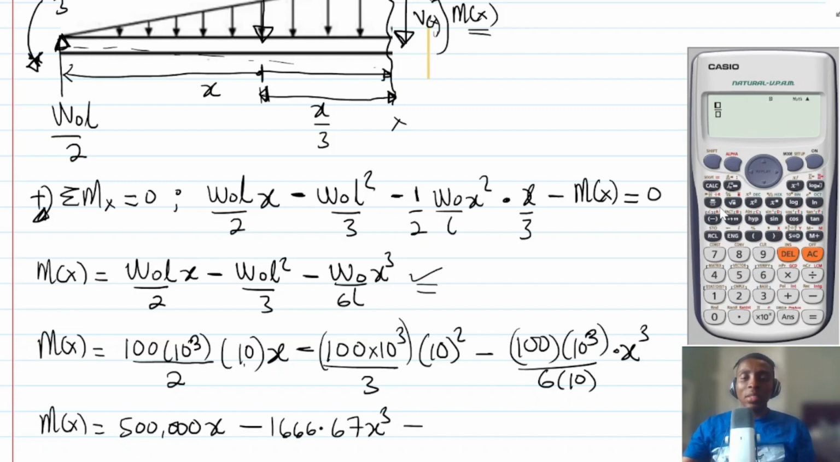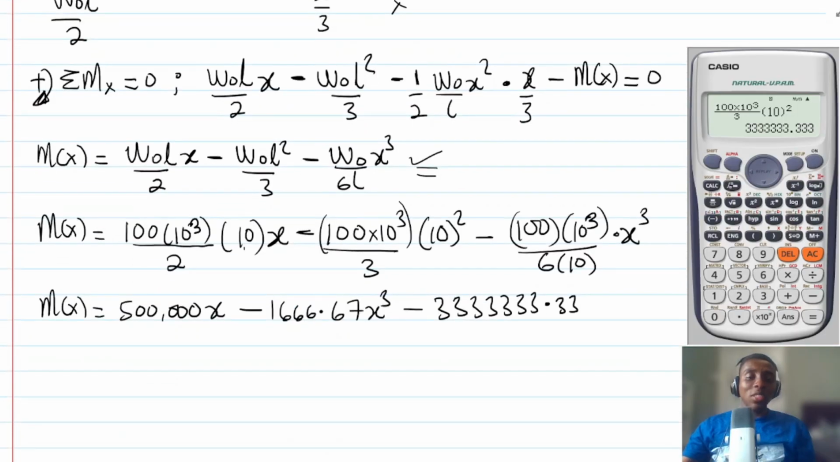And then finally, the constant. We have 100 times 10 raised to the power 3, divided by 3, multiplied by 10 squared. So we get 3,333,333.33. So actually this is what you are going to get. Now at this point, you have gotten the moment function.